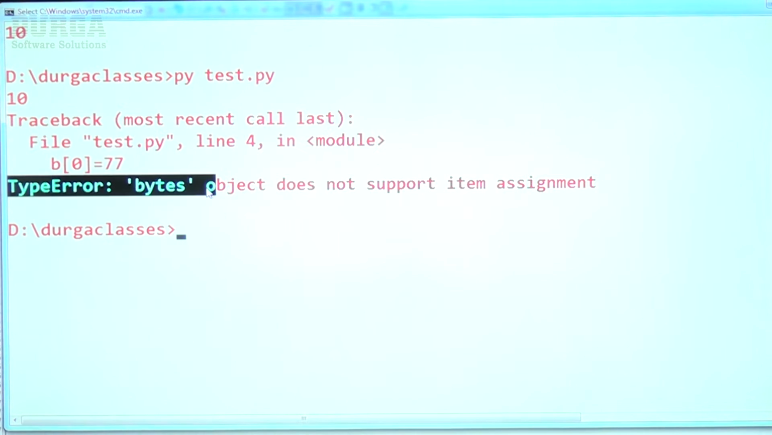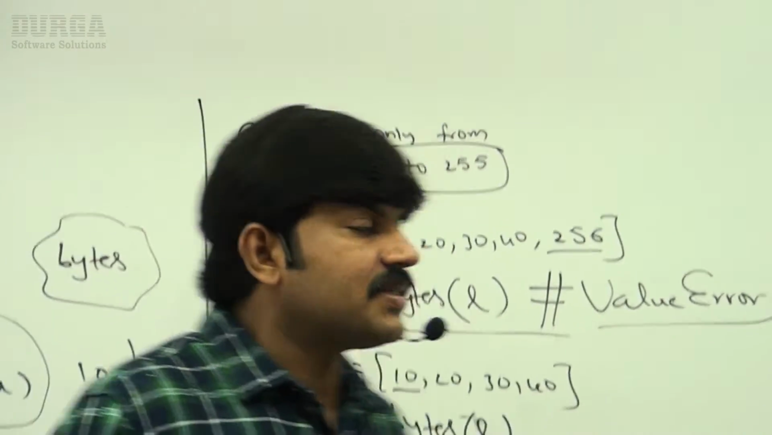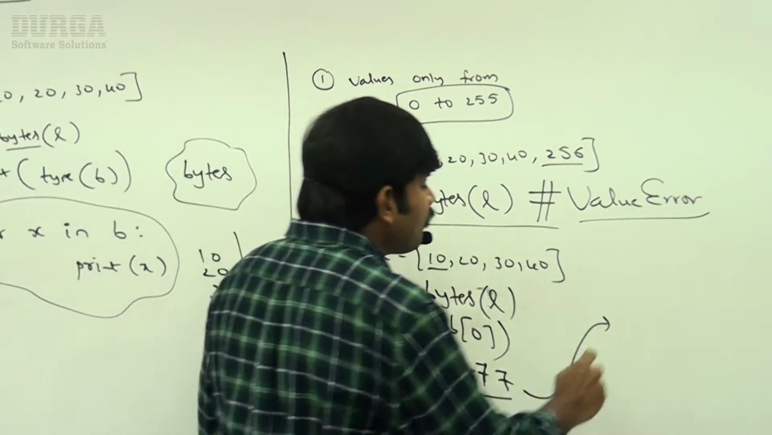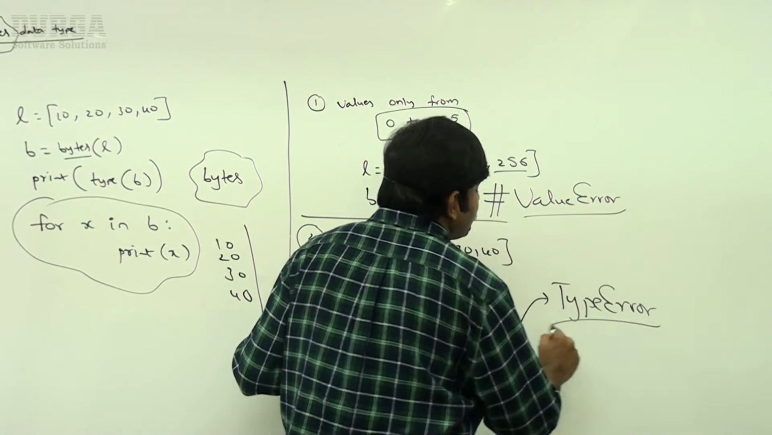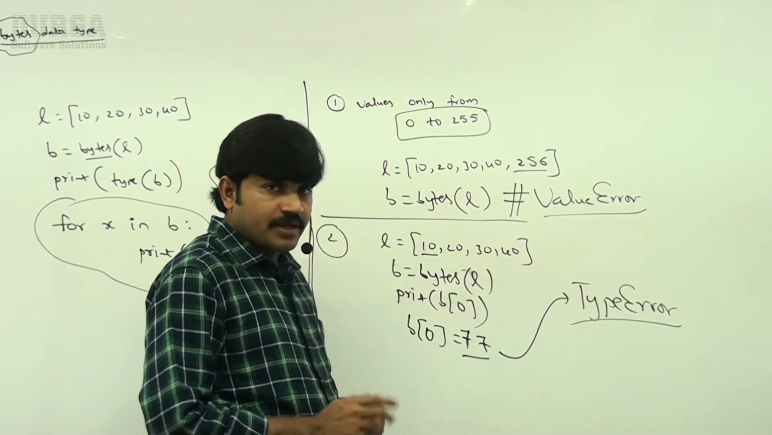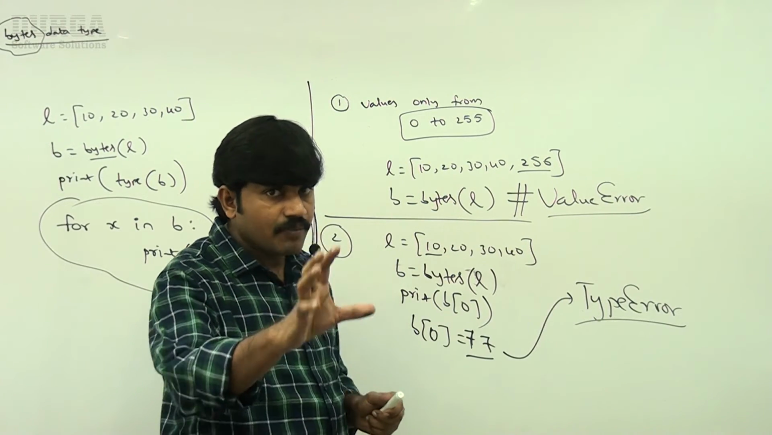Type error: bytes object does not support item assignment. Are you getting it? Bytes object does not support item assignment. Like that, a type error we are going to get. What is this error we will get? Type error we are going to get. So these are the two important conclusions you should be aware of about the bytes type.